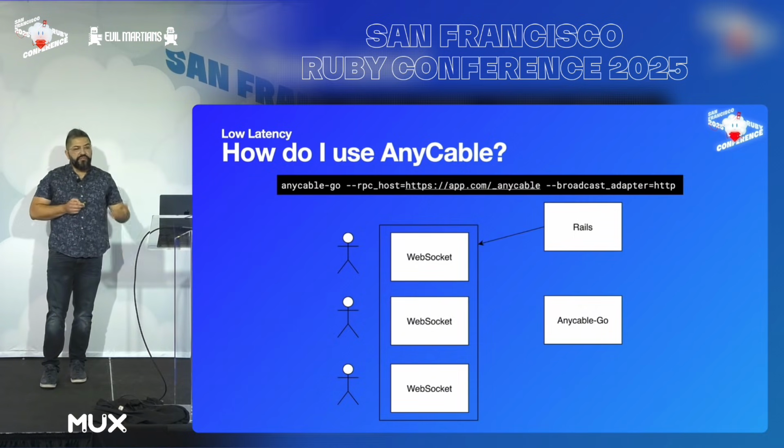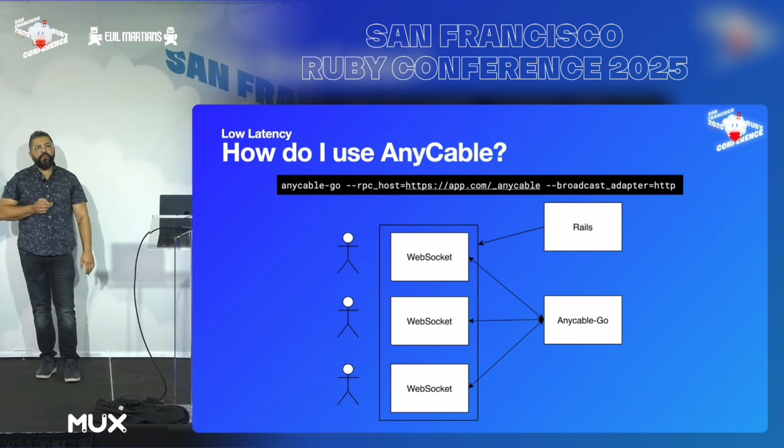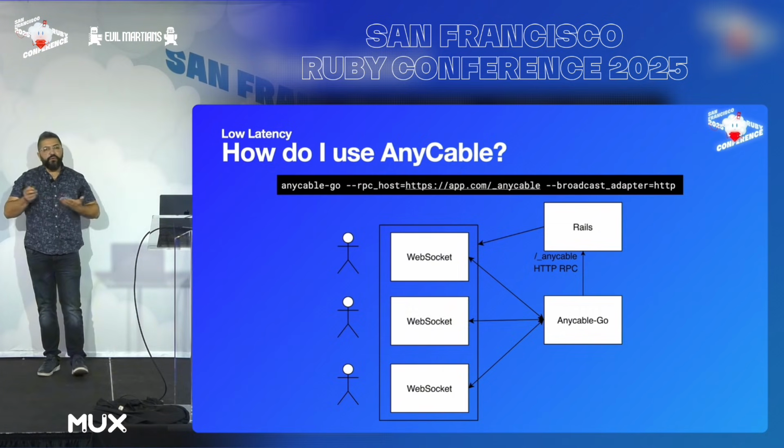Rails will serve up your application, your WebSockets start to connect, but instead of hitting Rails, they now connect to AnyCable Go. So that's your dedicated WebSocket server. The way that AnyCable Go communicates with Rails, it has a ton of options actually, but one of the simplest ones to set up is you can say, oh, I want to just make literal HTTP requests.